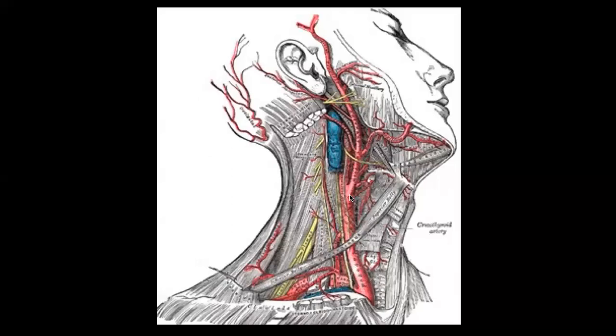Now see here, the external carotid artery. Already I told you, the common carotid artery doesn't have any branches. The internal carotid artery, as a rule, does not give any branches in the neck region. The external carotid artery gives 8 branches. How many branches? 8 branches.